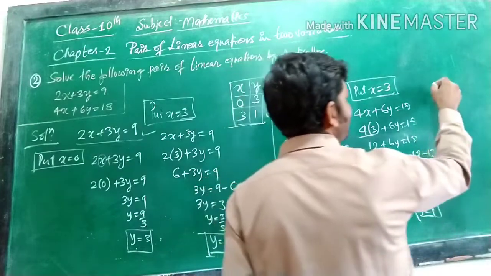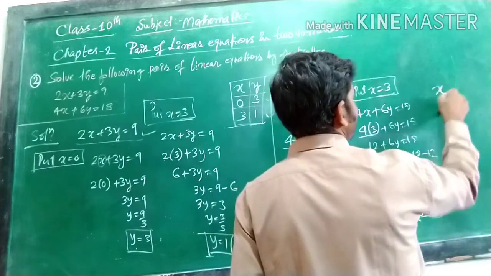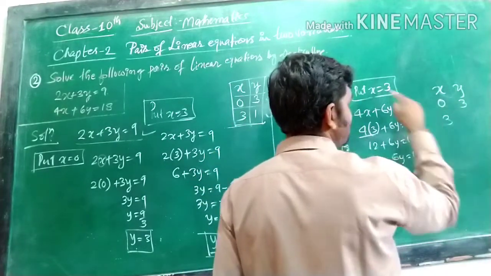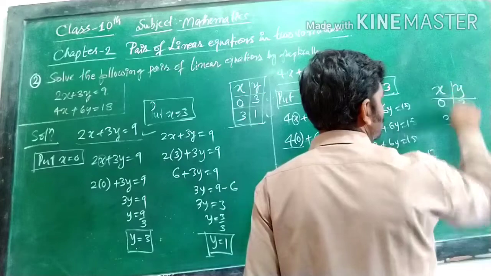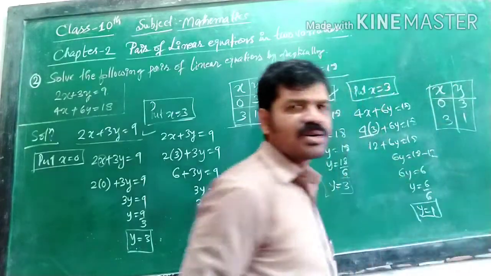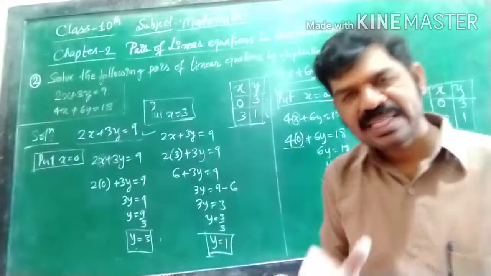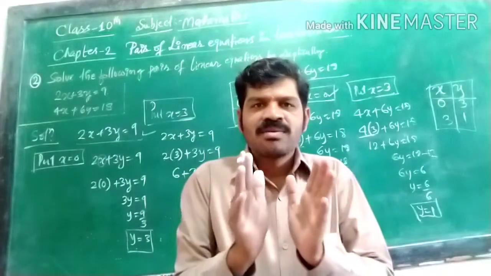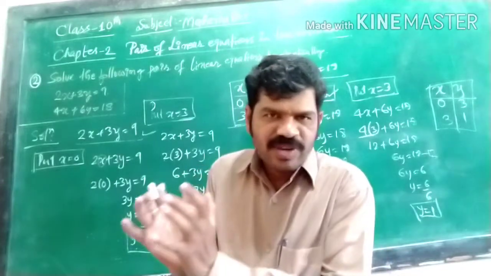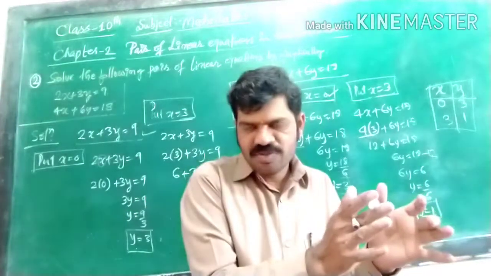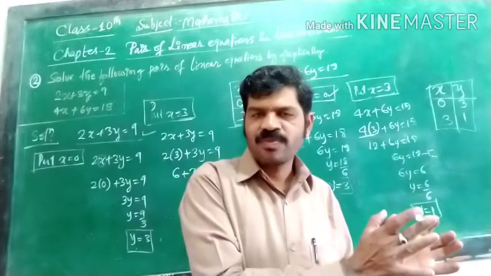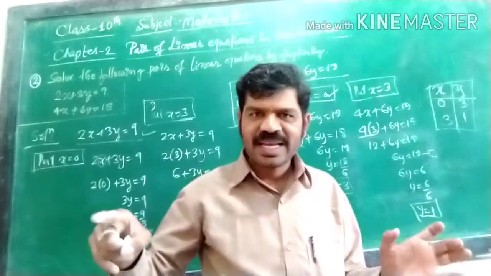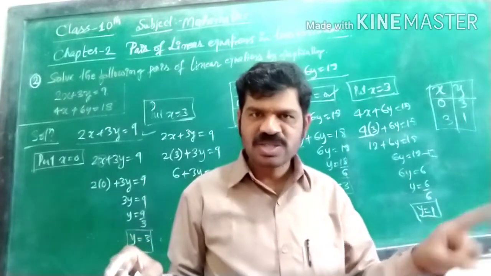So we will tabulate this. When x is equal to 0 is given, y is equal to 3 came. When x is equal to 3 is given, we obtain 1. So we have tabulated the x value and y value here, and it came like this. In one equation we obtained x and y values. In another equation we obtained x and y values. Here also 2 points, 1 line. Here also in the second equation 2 points, 1 line.